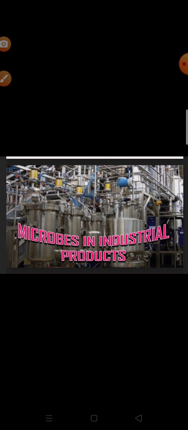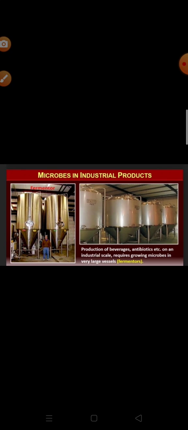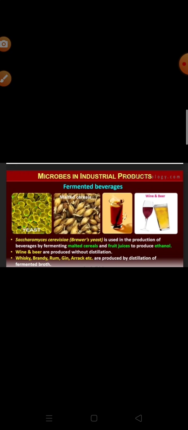Now we will know about microbes in industrial products. Large scale production of various compounds in industries is done in very large vessels known as fermenters. Okay, and these fermented beverages, how are these formed? These are formed by fermenting the malted cereals and the fruit juices with Saccharomyces cerevisiae, or we say brewer's yeast, to produce ethanol. And the formation of different types of alcoholic drinks depends on the raw material and the type of processing.